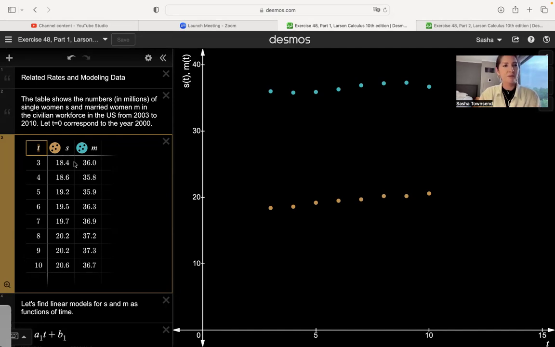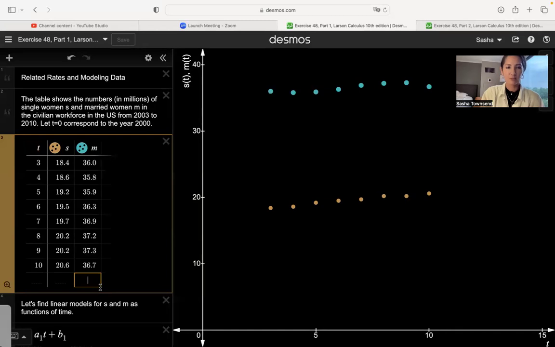And this S represents the number of single women that are in the workforce, in millions, in that particular year. So this particular data point represents 2008. It says in the year 2008, there were 20.2 million single women working in the US in the civilian workforce, and there were 37.2 million married women working in 2008. So that's how we interpret those numbers.